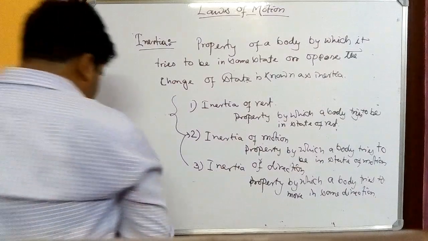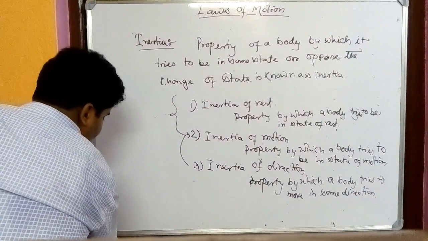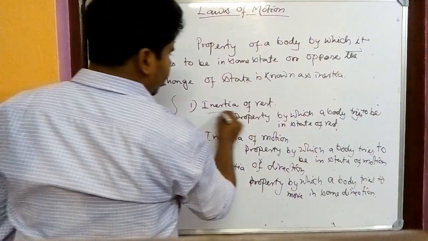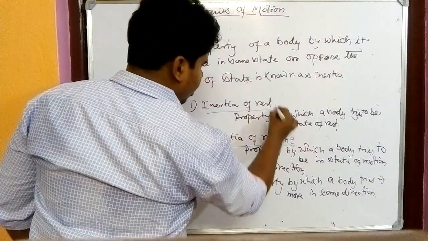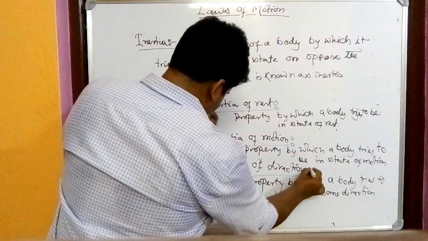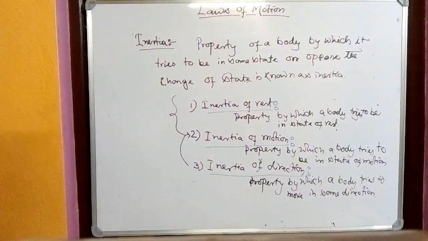Inertia of direction is a part of motion only. That's why in some books it is not mentioned. So if it is asked how many types of inertia there are, you can mention only inertia of rest and inertia of motion. For another case it is not needed. Now we'll learn a little bit of examples of inertia of rest and inertia of motion.